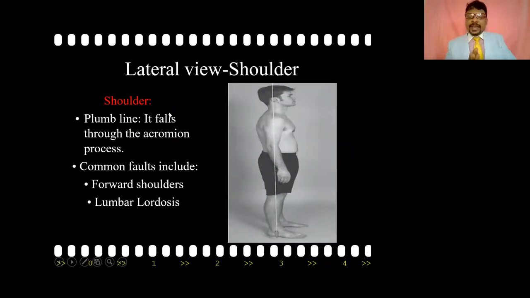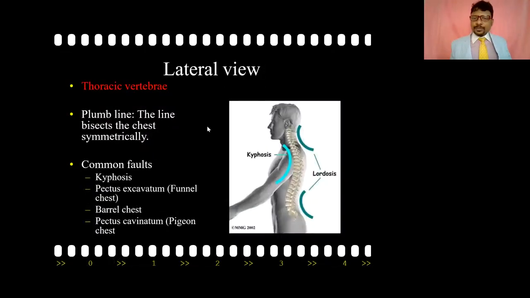If you know the ideal postures, we can know the abnormality. And also we have to look at in which conditions it may alter. So forward rounded shoulder or lumbar lordosis. If it is lumbar lordosis, this line is going to the posterior side. In the forward shoulder, this line is going to move forward. So that is the difference of the faulty postures.